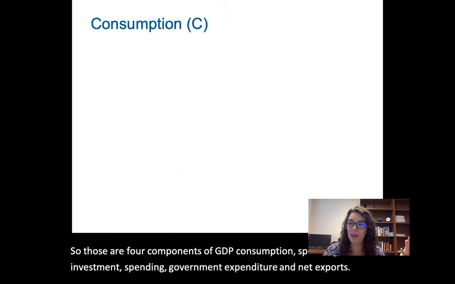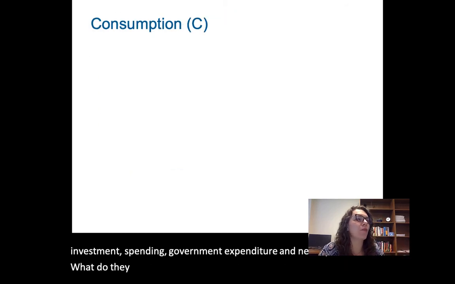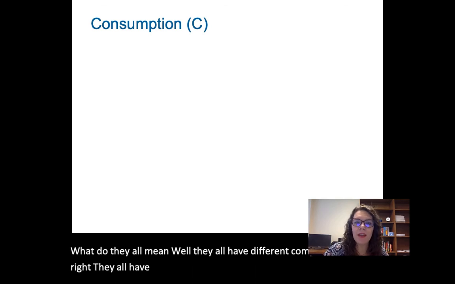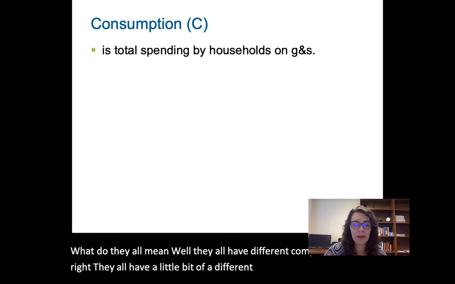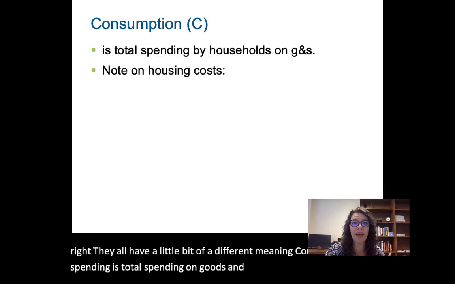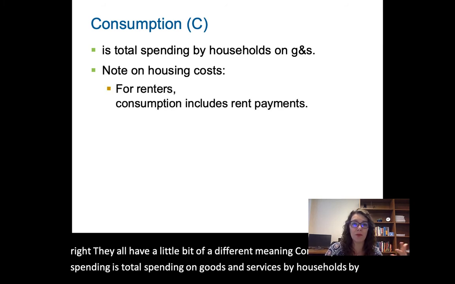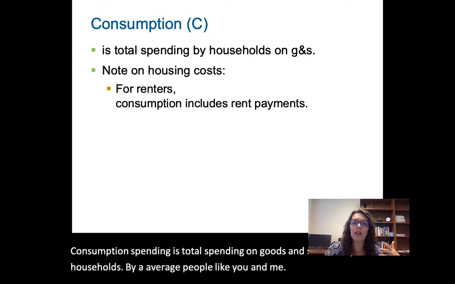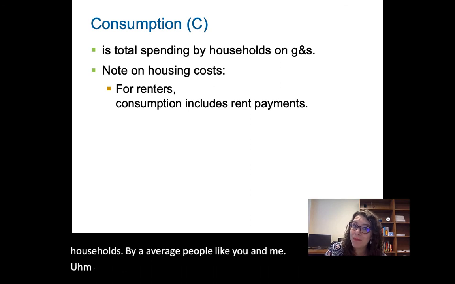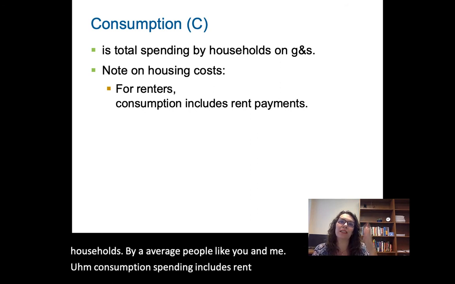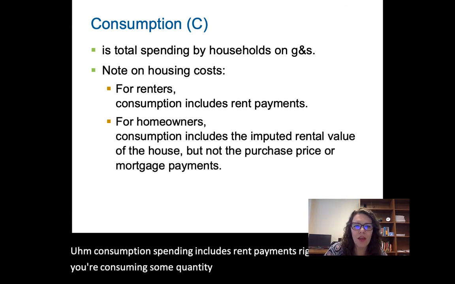What do they all mean? Well, they all have different components to them, right? They all have a little bit of a different meaning. Consumption spending is total spending on goods and services by households, by average people like you and me. Consumption spending includes rent payments, right? Because you're consuming some quantity of housing every month.